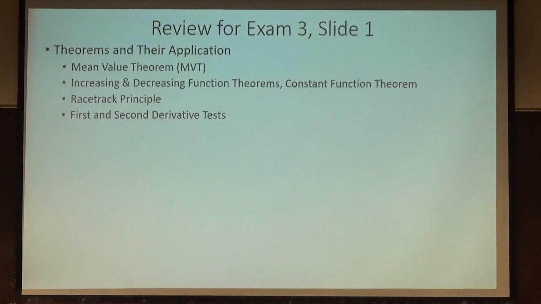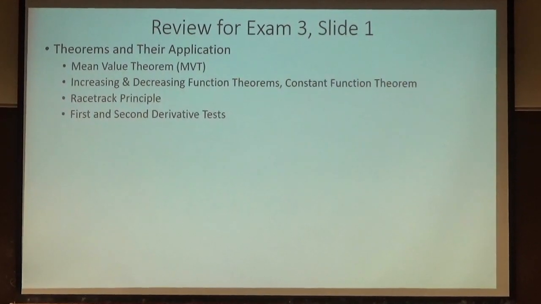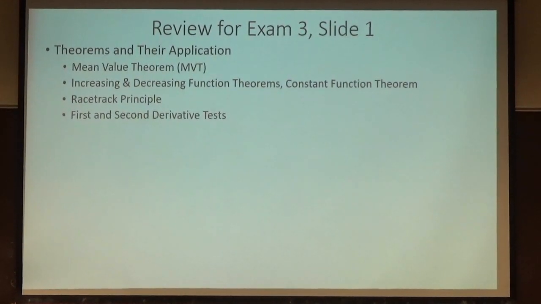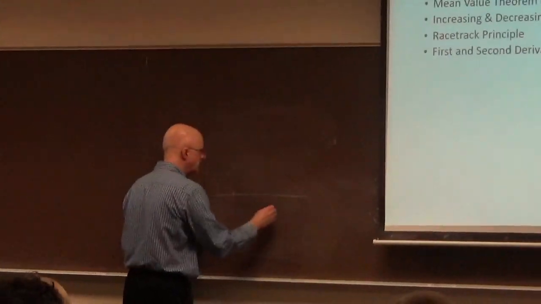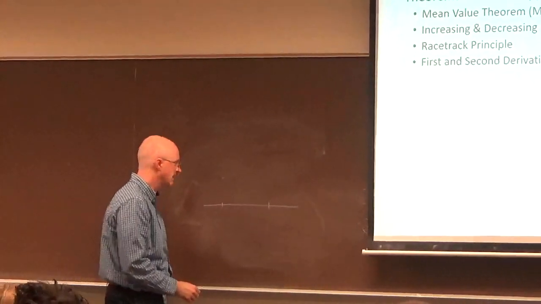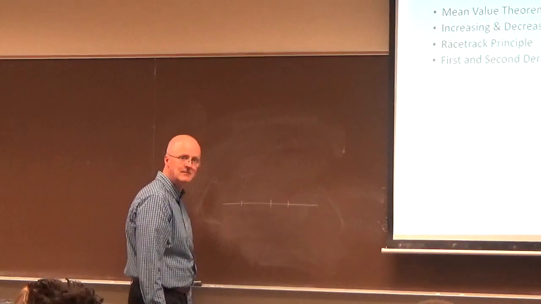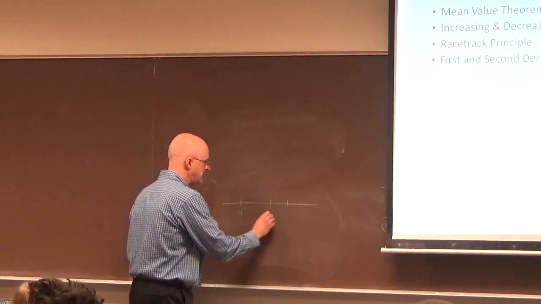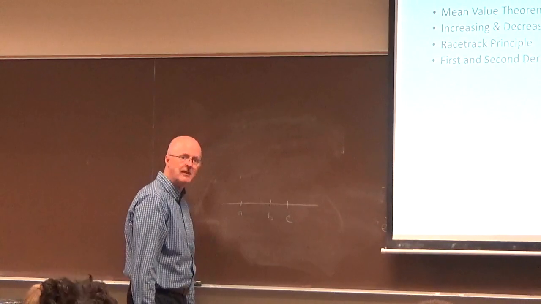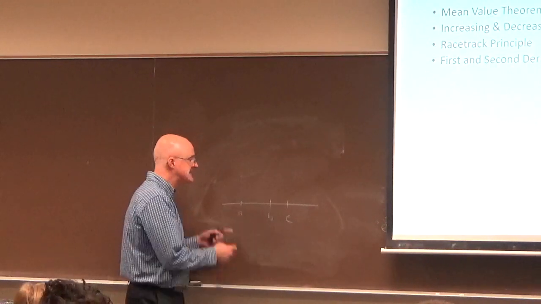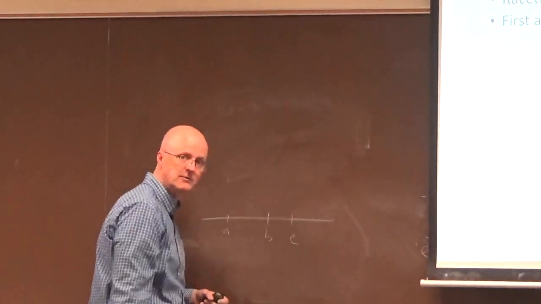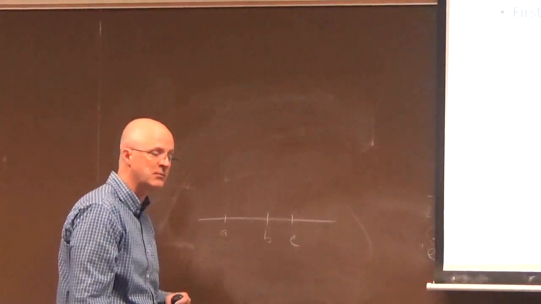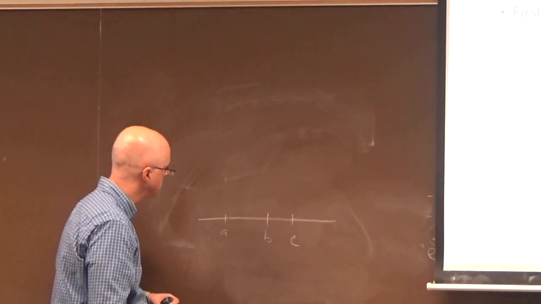I really haven't emphasized this as much as I'd like to, but if you're applying the first derivative test, it's good to make a number line and mark off the points that are critical points. Maybe there's 3 of them at A, B, and C. And then look at the sign, positive or negative, of the derivative in these 4 intervals that the 3 numbers have broken the number line up into.